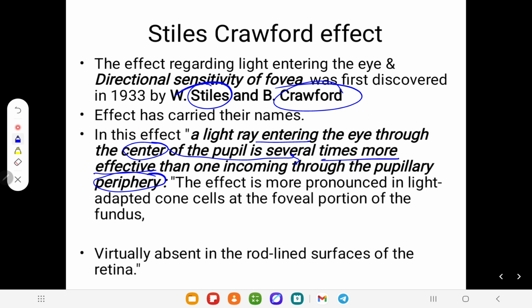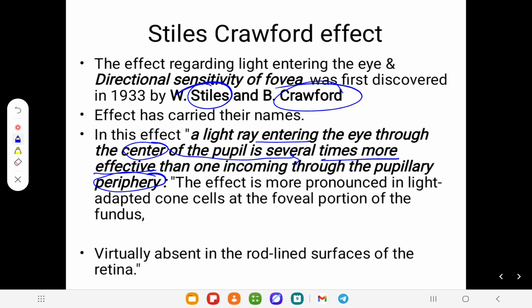Okay, the Stiles-Crawford effect is not the principle of the pinhole. Just remember, many colleges I have seen, especially in India, teach their students that the Stiles-Crawford effect is a principle of the pinhole. That's not the case. Yes, we use the help of a pinhole, but the Stiles-Crawford effect is not a principle of the pinhole. The pinhole works to reduce the blur circle directly. The Stiles-Crawford effect is a visual perception thing.